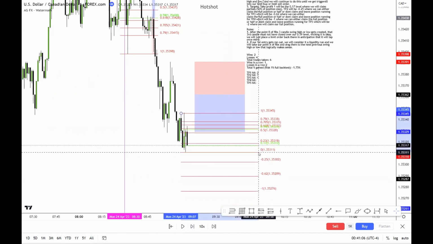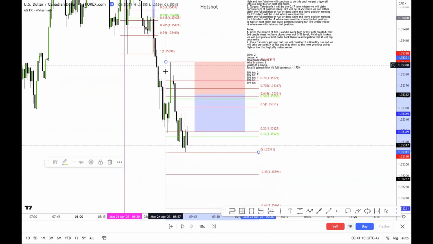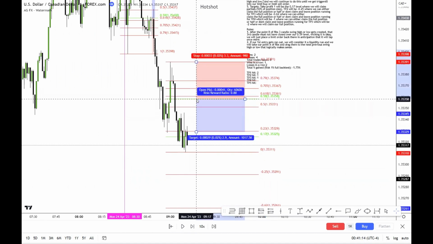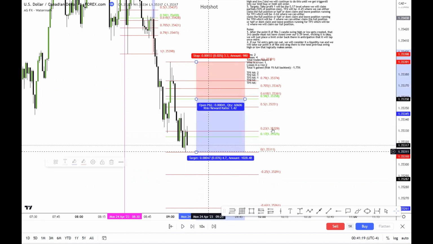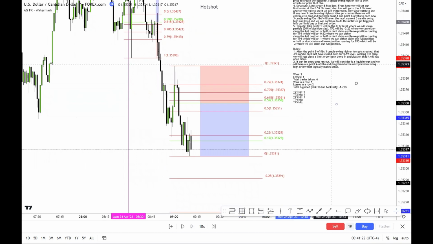Sorry about my dog. Here's a low right here. We drag it back up just to make it logical. Now I'm playing with it, y'all. I'm not really sticking to the rules at this point. I'm kind of playing with it. I'm trying to see what really works best with this.